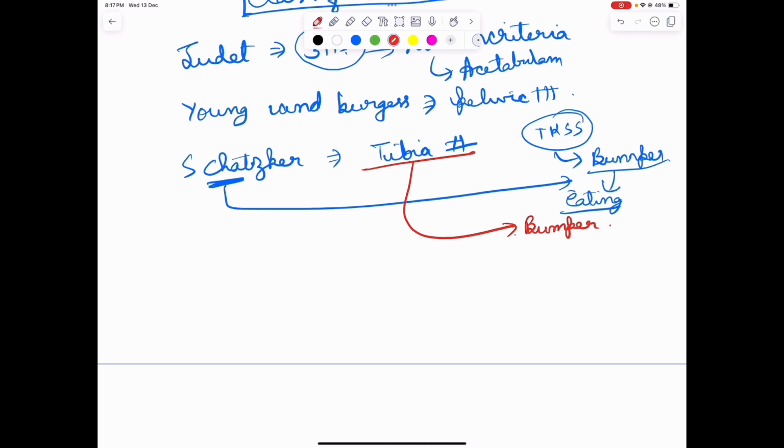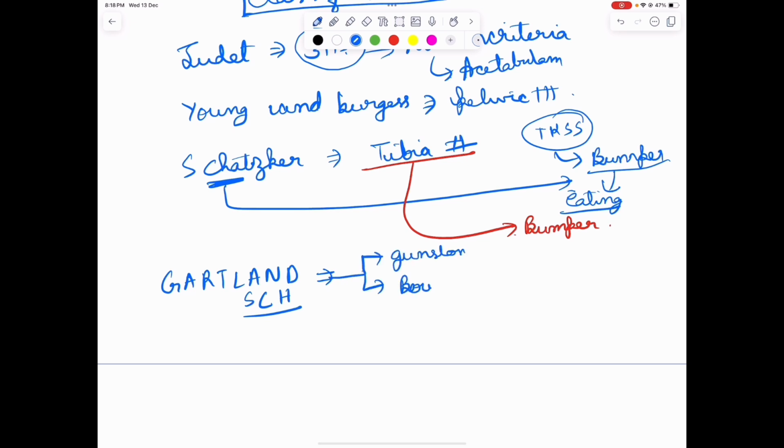It is often known to everybody. Now Gartland is supracondylar humerus. So what will happen here? All these things like gunstock deformity, Baumann angle, and Dunlop traction are associated with supracondylar humerus fracture.